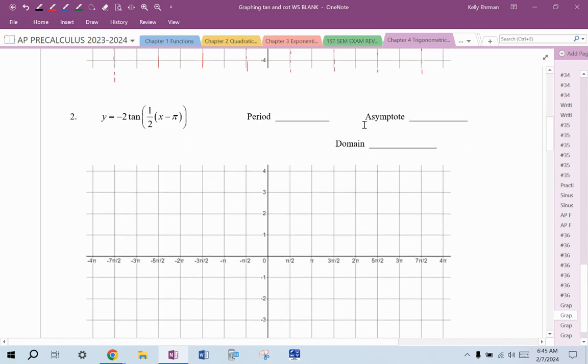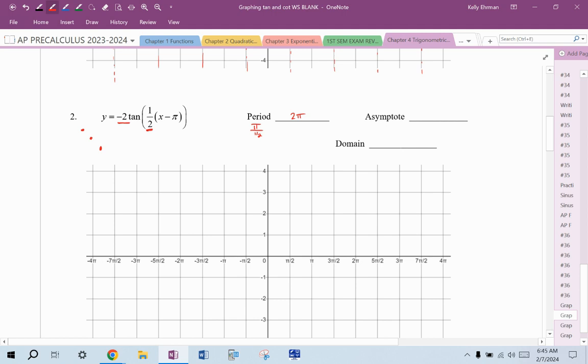Okay, let's do another one. So again, the first thing I do is take note of the shape. This is a negative tangent graph, so it's actually going to look like cotangent. It's going to be decreasing. And the fact that it's 2 means these points that are normally at 1 and -1 will be at 2 and -2 above the midline. B is 1/2, so the period is pi divided by 1/2, so that's 2 pi.